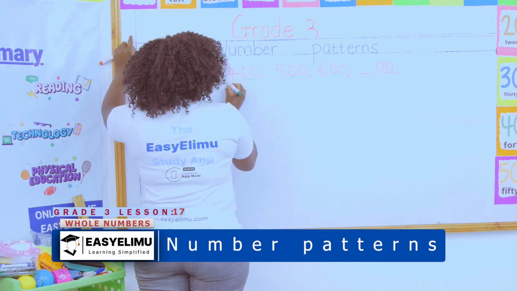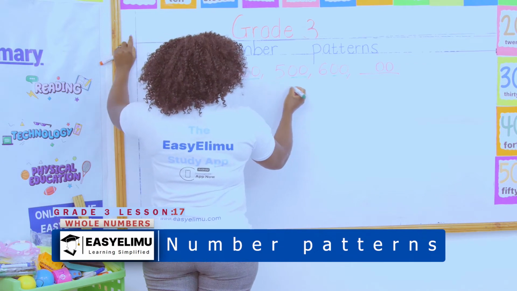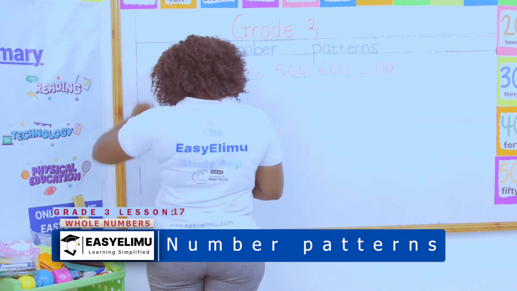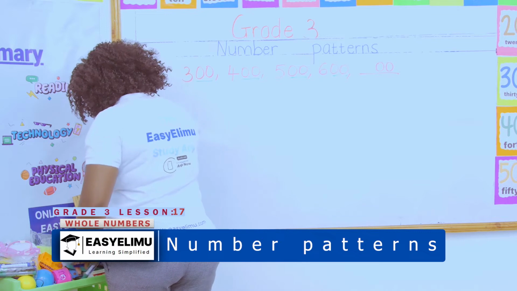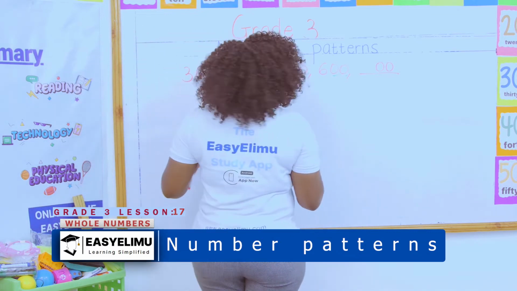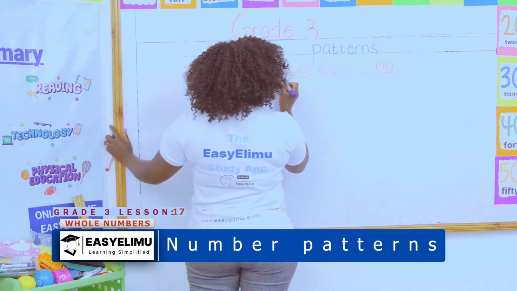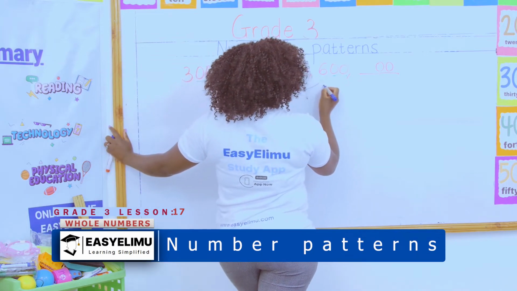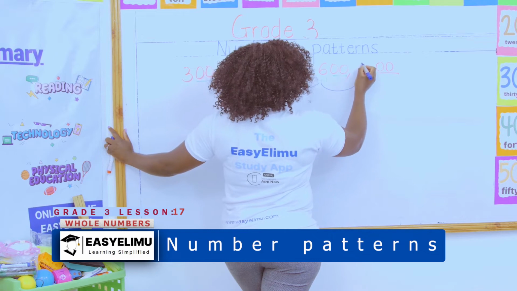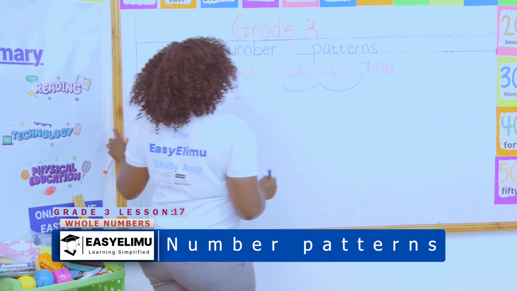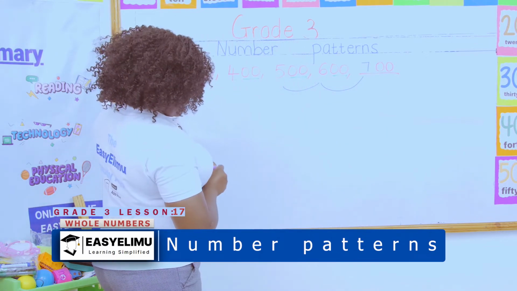So if I put here 1, I add here 1, I add here 1, like that, what will be my missing number? If 3 plus 1 is 4, 4 plus 1 gives us 5, 5 plus 1 gives us 6, and 6 plus 1 will give us a 7. So our missing number will be 700.